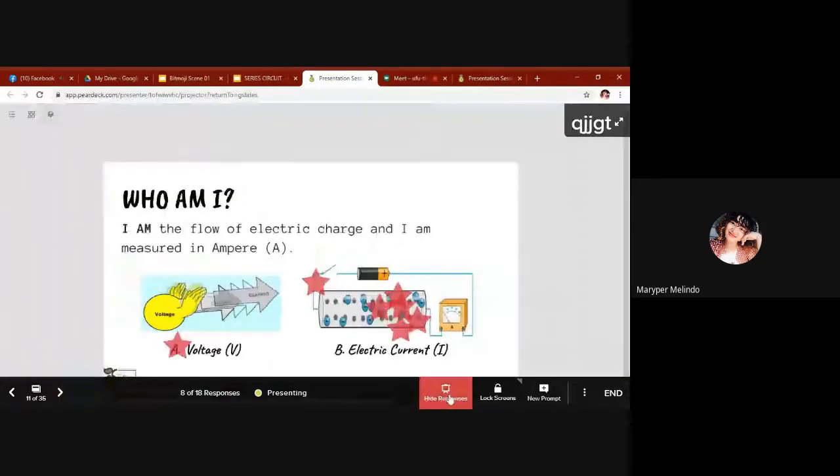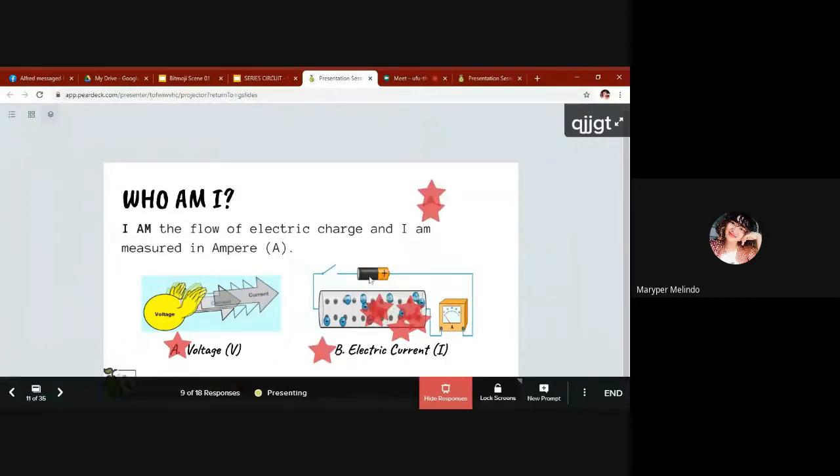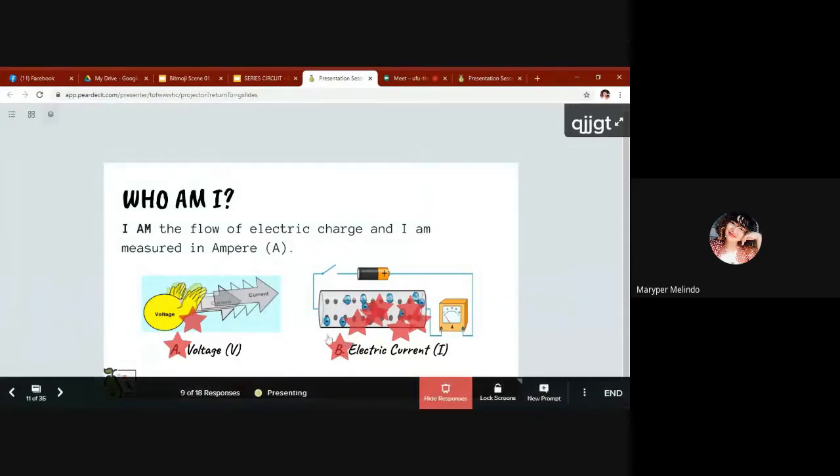Let's show the responses. Okay, so majority answered electric current and two answered voltage. Flow of electric charge. If we're talking about flow of electric charge, just imagine water that is flowing, dumadaloy. The correct answer is electric current, or capital letter I. That's the symbol. Thank you.